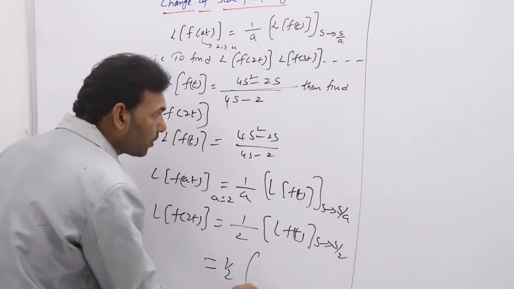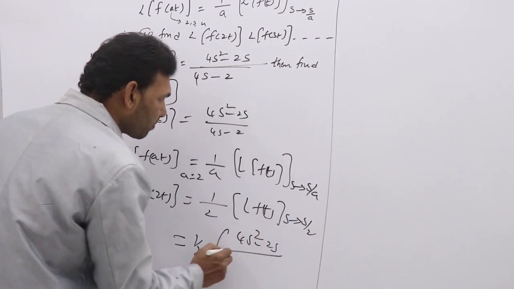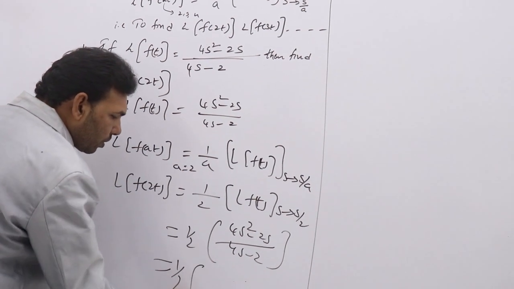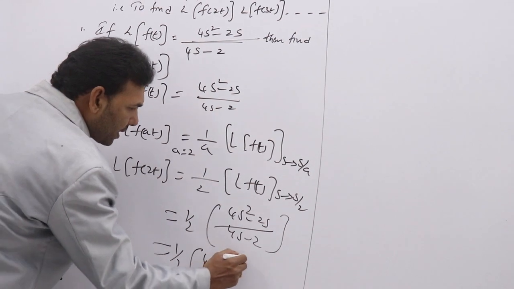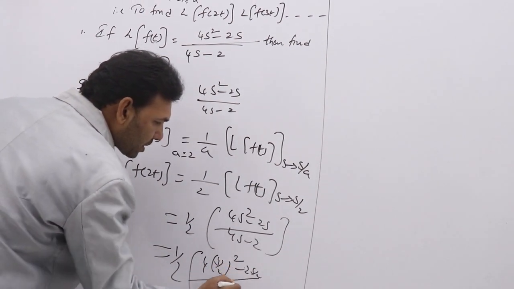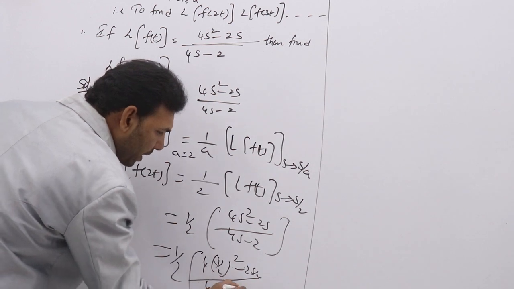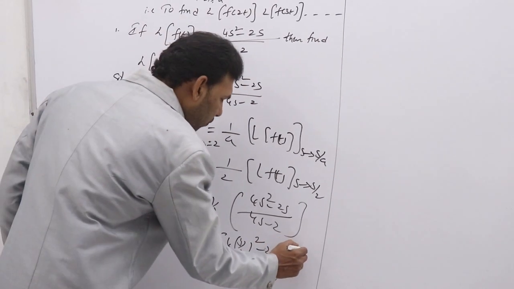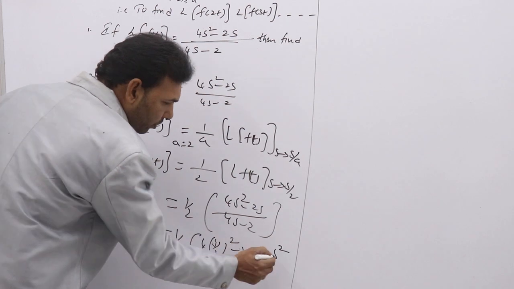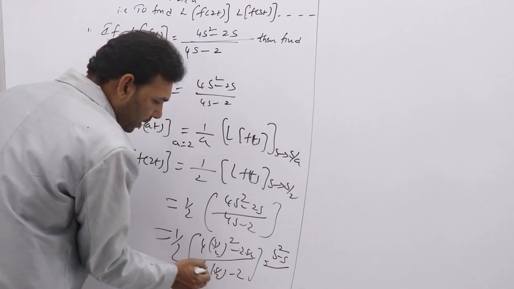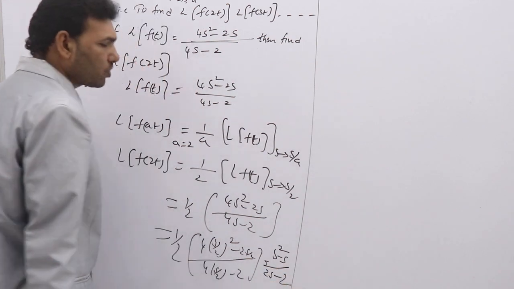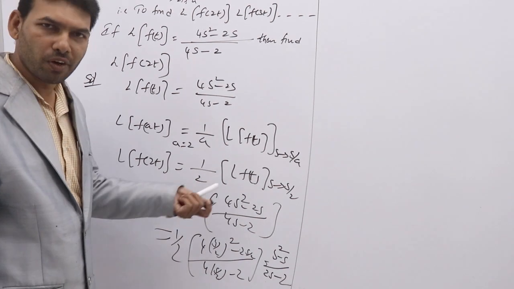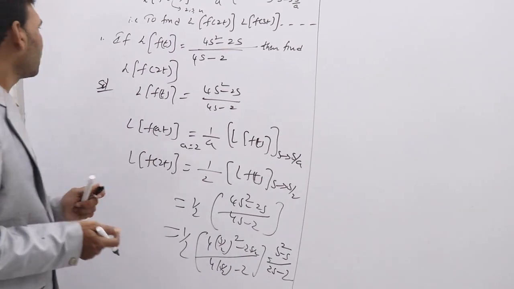That means 1 by 2 into 4s square minus 2s by 4s minus 2, writing s by 2 in the place of s. So we get 4 into s by 2 whole square minus 2 into s by 2, divided by 4 into s by 2 minus 2. What will you get? 2 square, the 4 gets cancelled, so 4s square. Here the 2 gets cancelled. Minus s, and in the denominator 2s minus 2. Like this one can easily evaluate the Laplace transform of f of 2t, f of 3t, f of 4t.